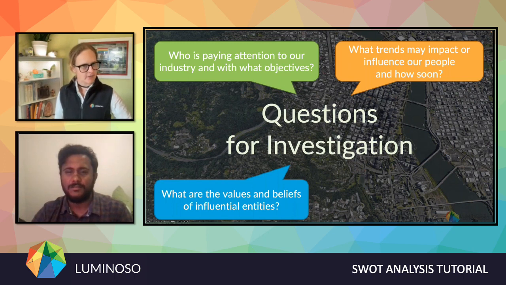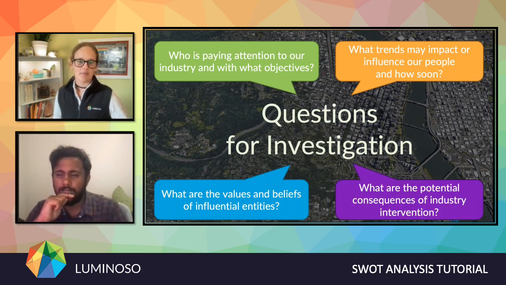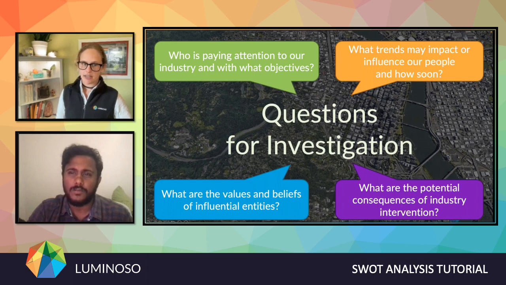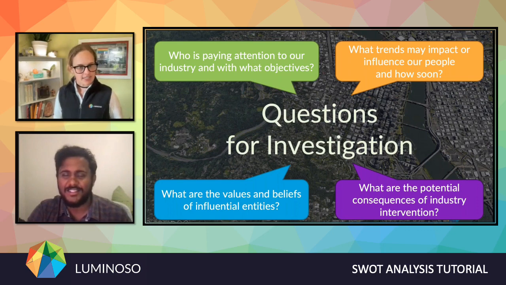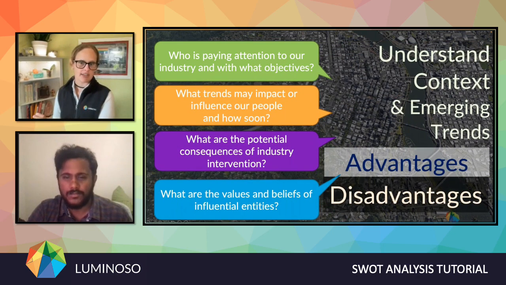What are the values and beliefs of influential identities? Do we embrace ChatGPT? Do we reject it? Who's making those decisions? And what are the consequences of industry intervention? Sometimes intervention is necessary. Sometimes it's necessary in a bad time. Sometimes it's necessary in a good time. So what do we need to investigate here? And then reflect on, do the stories that we're collecting include advantages and disadvantages?